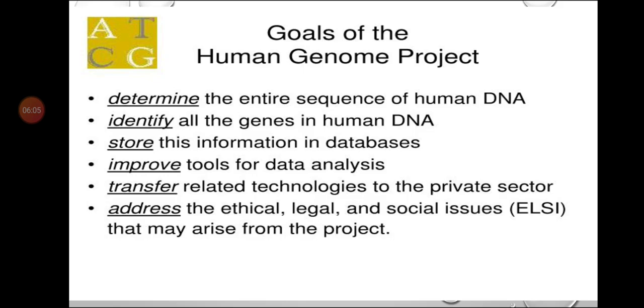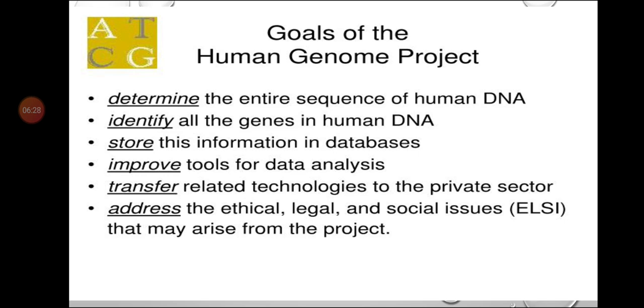Okay, the second aim is to store. Whatever sequencing we have done, we will store this information in databases. Okay, to store the information collected from the project in databases. This is the second aim of the project.